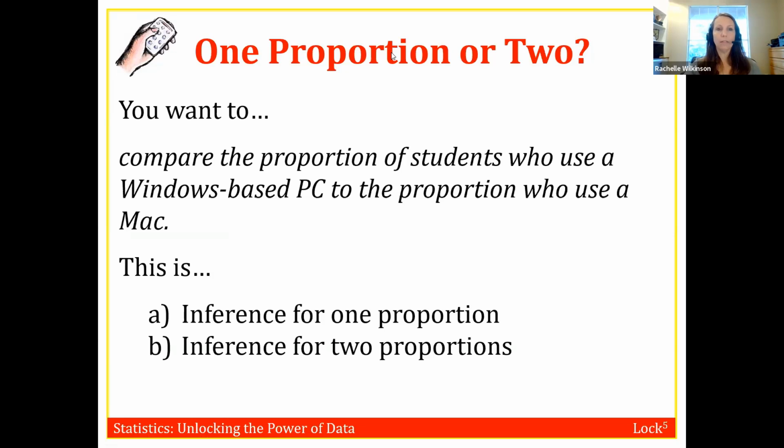So here's the first one. Suppose you want to compare the proportion of students who use a Windows-based PC to the proportion who use a Mac. So does this look like inference for 1 proportion or inference for 2 proportions?